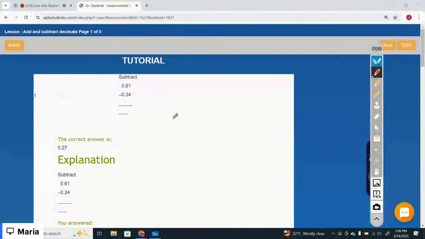So let's just subtract 0.61 minus 0.34. We cannot subtract 1 out of 4, so you need to borrow 1. That makes 11. 11 take away 4 is 7. 5 take away 3 is 2, so that is 0.27.